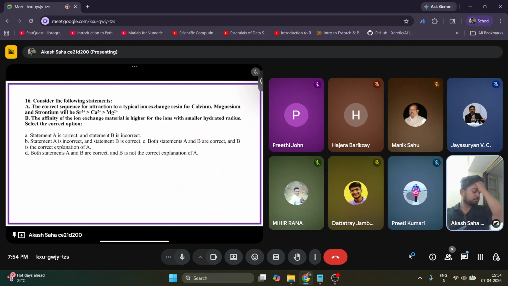Next problem. The correct sequence for attraction to a typical ion exchange resin for calcium, magnesium and strontium will be strontium greater than calcium greater than magnesium. The affinity of ion exchange material is higher for ions with smaller hydrated radius. So you have to select the correct option here. You have to just visualize the periodic table.